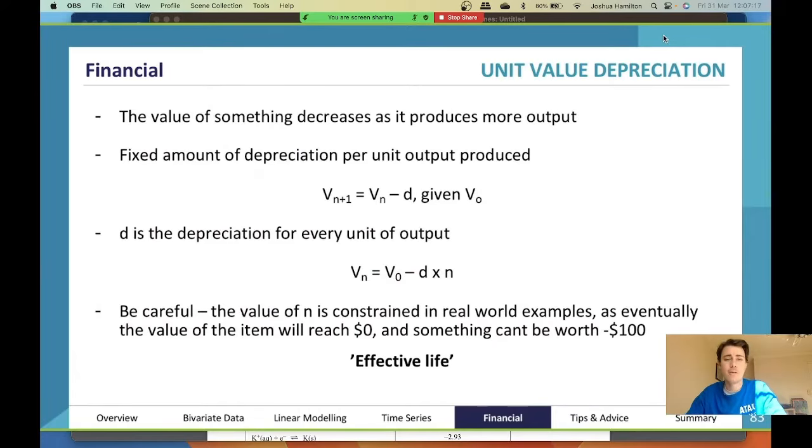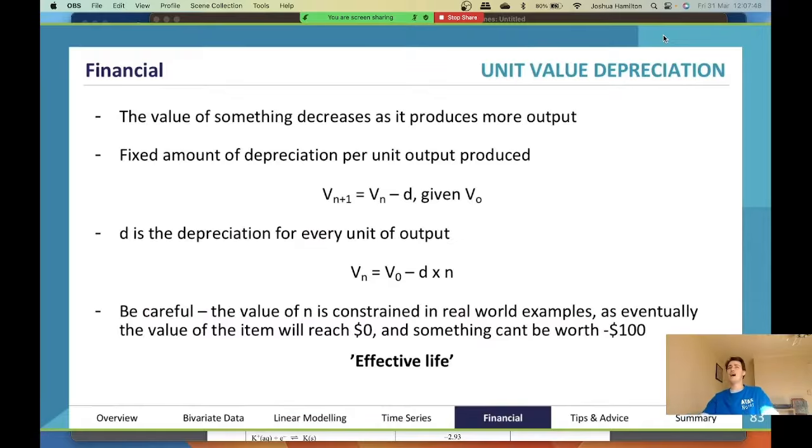Then we have the value of something decreasing as it produces more output. This is what we refer to as unit value depreciation. So there's a fixed amount of depreciation per unit of output. So you could say like a printer, once it prints 100 pages, it loses $10 of value. D is the depreciation for every unit of output, and the unit of output is N. So be careful, the value of N is constrained in real world examples, as eventually the value of an item will be $0 and it cannot be worth negative $100.